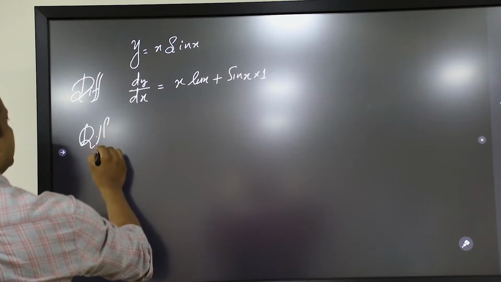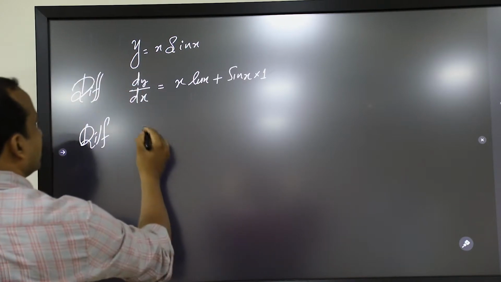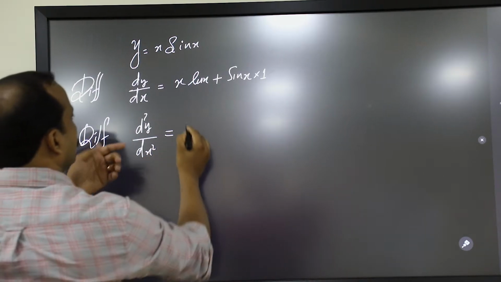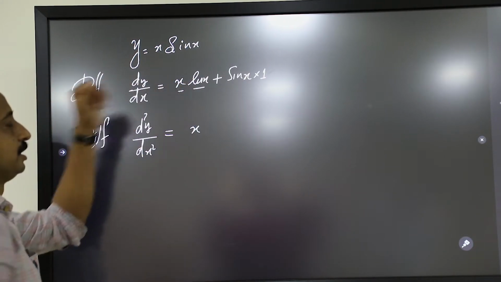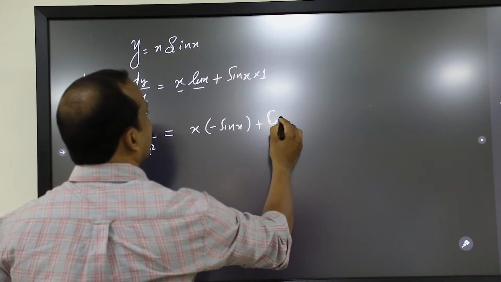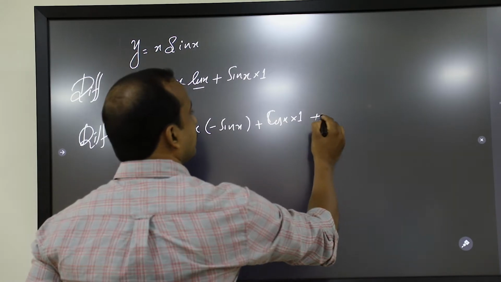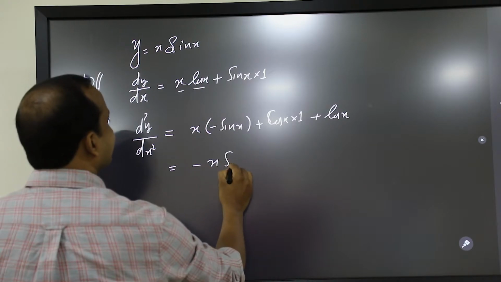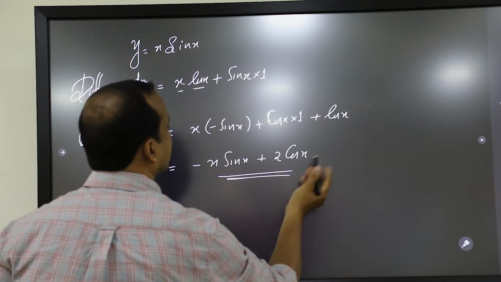Now finding the second derivative, again we differentiate with respect to x. You know the second derivative is denoted as d square y divided by dx square, is equal to, here also we apply the product rule, that is x into the derivative of cos x, which is minus sin x, plus the second function cos x into the derivative of x, which is 1, and the derivative of sin x is again cos x. That is equal to minus x sin x plus cos x plus cos x, that is 2 cos x. That's all.